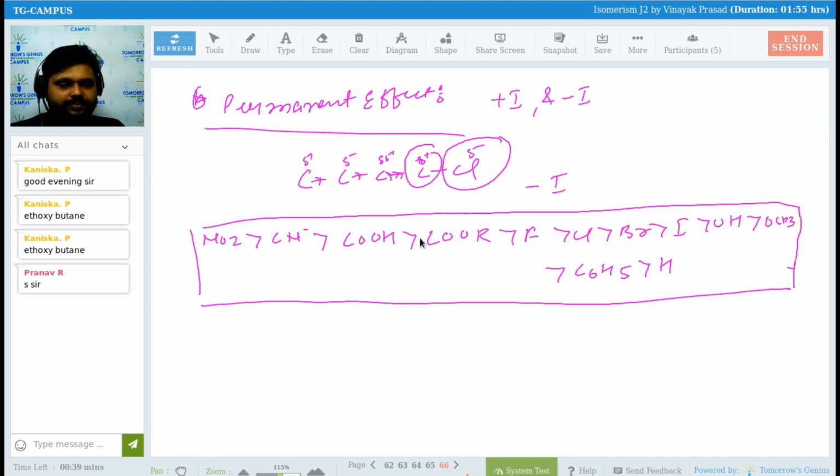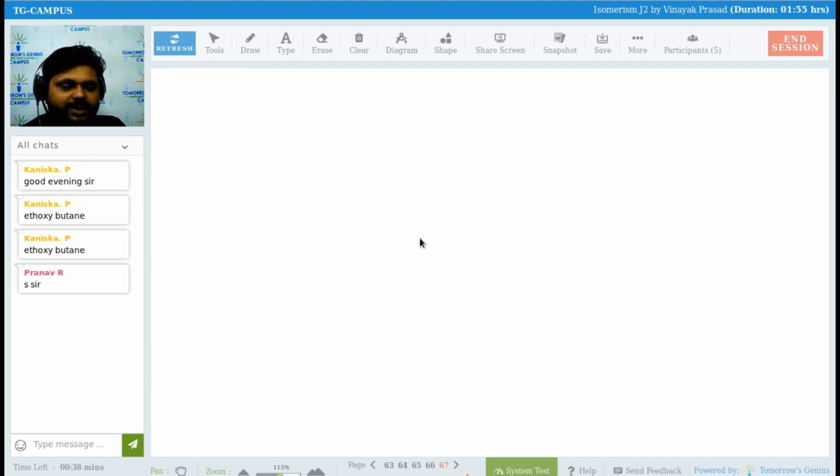Is it okay? Let's suppose we have a 3-carbon chain and there is COOR. It will try to pull out the electron. Or let's suppose propane is there and OH is there. So this OH will be trying to pull out the electron from this carbon. This is the minus I effect. So now, what is the plus I effect?